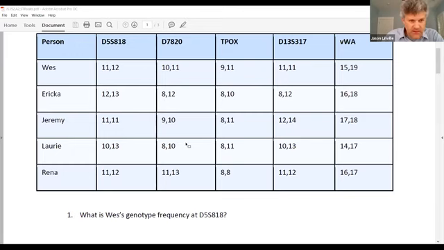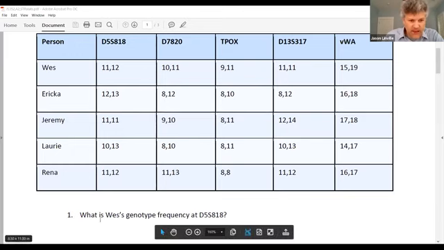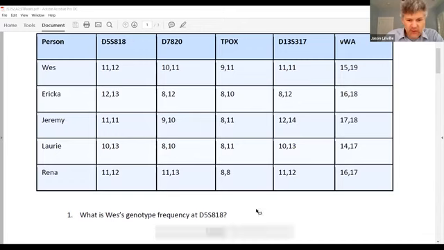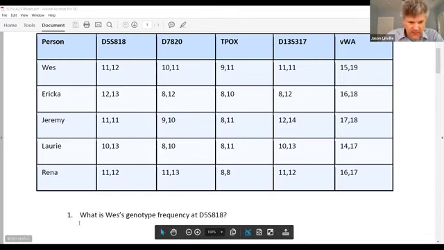Okay. So down here, I'm asking, what is Wes's genotype frequency at D5S818? Okay, everybody. So what I do right now is, let me make sure. Oh, wait, I don't have a pen. Hold on. I need some type of annotation tool.